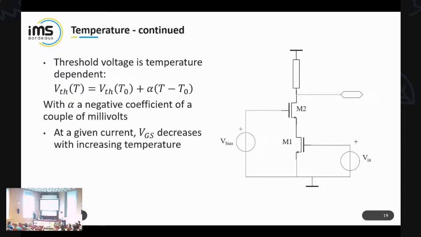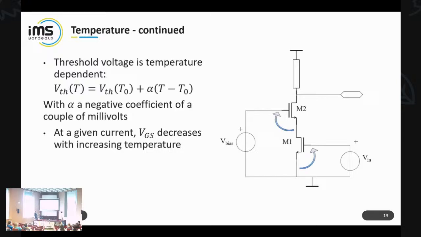the difference of temperature compared to T0, where alpha is a coefficient of a couple of millivolts. It is always negative, the absolute value depending on the technology, but it's from 1, 2, 3, up to 4 and 5 millivolts per degree Celsius, which means that for a given current, VGS will decrease with increasing temperature. We know about that quite well. But sometimes we can have problems also.